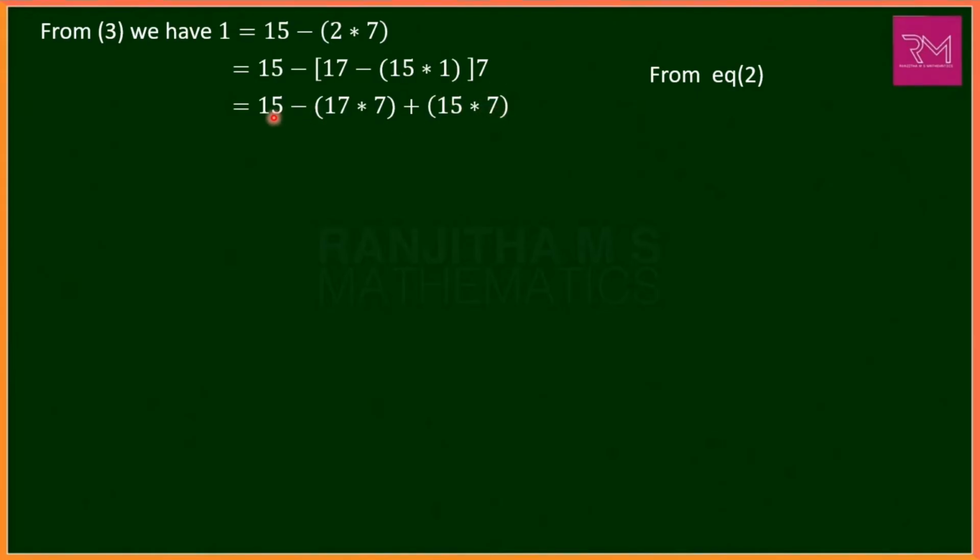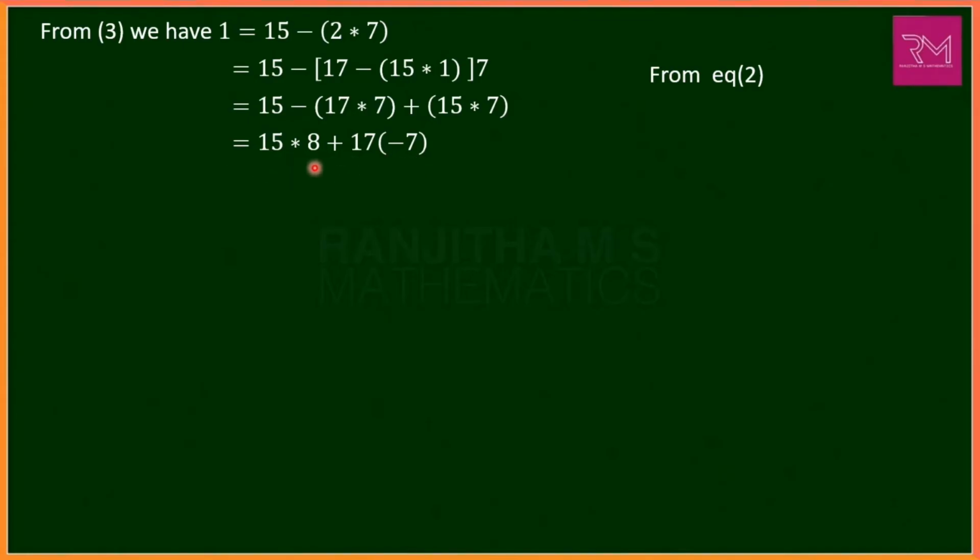Next step, here we have 15 into 1, here we have plus 15 into 7. So if we take 15 as common, we get 15 into 1 plus 7. Therefore we get 15 into 8 plus 17 into minus 7. Here we can take the minus inside the bracket because we have to achieve the equation SA plus TM is equal to 1. We have to apply a plus sign. Therefore, taking minus inside the bracket, we get 15 into 8 plus 17 into minus 7.